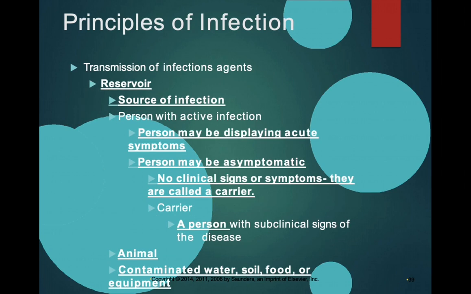The transmission of the infection agents, right? You have this reservoir, which is the source of the infection, or a person with an active infection. And that person may be displaying acute symptoms, or the person may be asymptomatic, meaning there's no clinical signs or symptoms. When you have that individual, they're called a carrier. A carrier is a person with subclinical signs of the disease. It could be animals, it could be contaminated water, soil, food, or even equipment, right? These can all spread diseases.